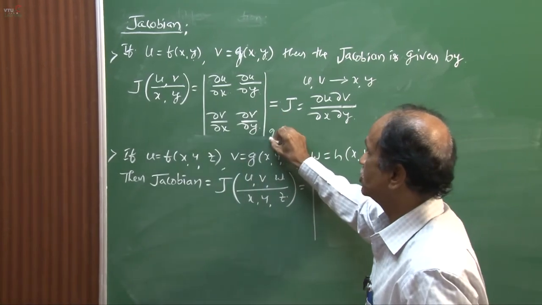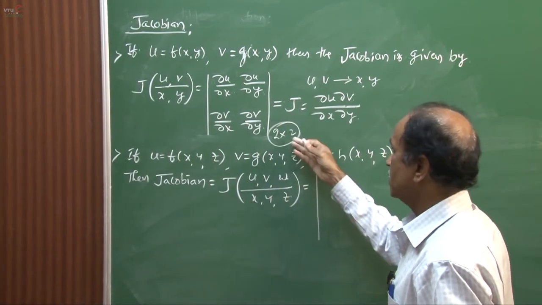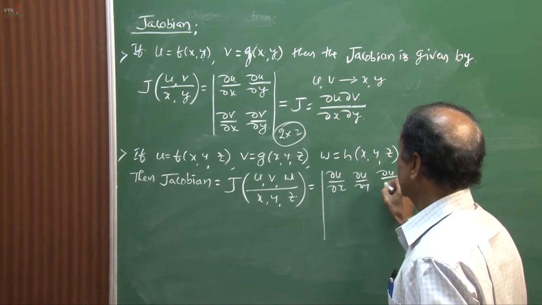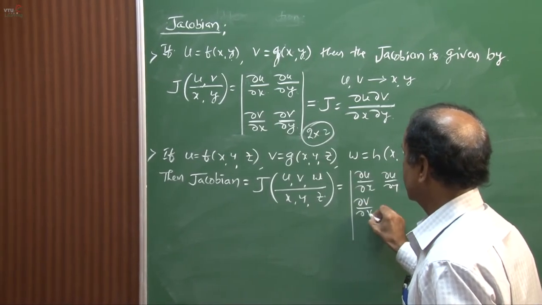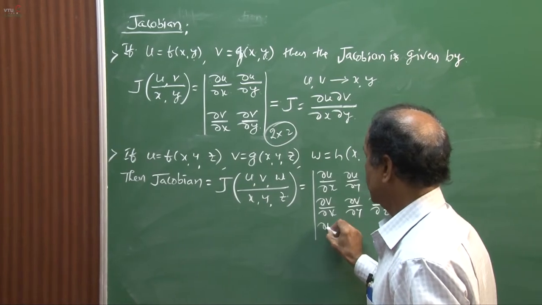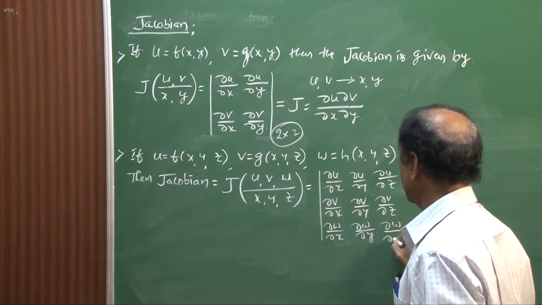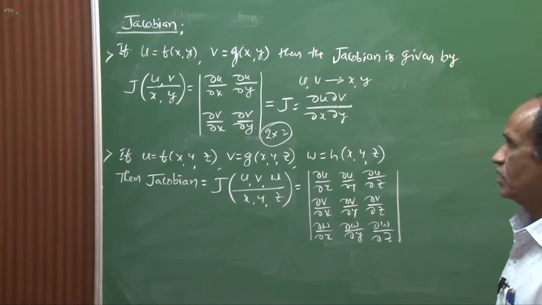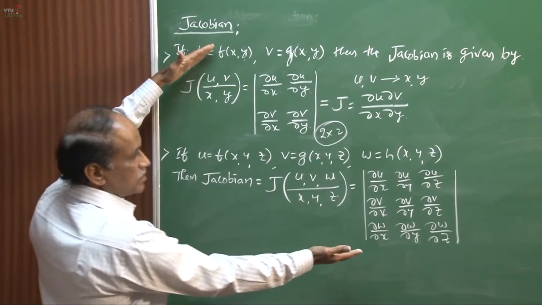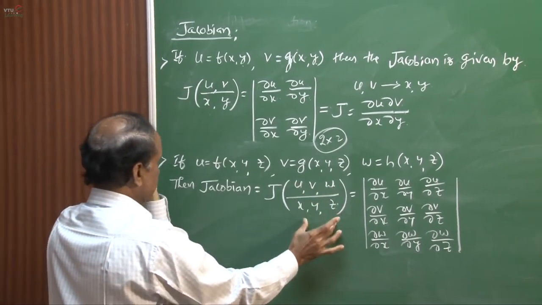a determinant. Instead of a 2 cross 2 determinant, you will write a 3 cross 3 determinant. Del u by del x, del u by del y and del u by del z. Del v by del x, del v by del y and del v by del z. Del w by del x, del w by del y, del w by del z. This is the Jacobian for three variables connected to three variables. Only this much is your important definition: two variables connected to two, three variables connected to three.